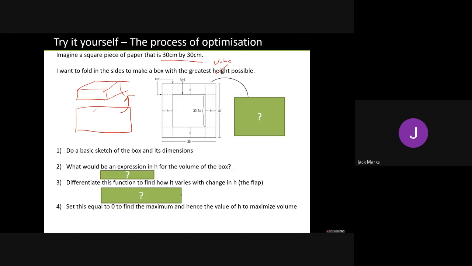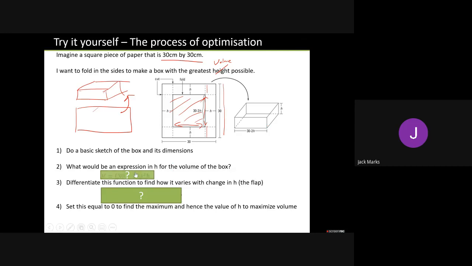So how could I use one piece of paper in the best possible way so that I could contain the most stuff? Well, if this distance here is 30, and this becomes the height h, what you do is you have a square in the middle that is 30 minus 2h, and it's squared because it's a square. And the height will be h. So this is the kind of shape that you can make.